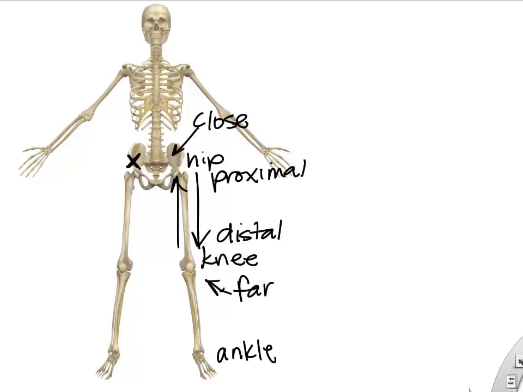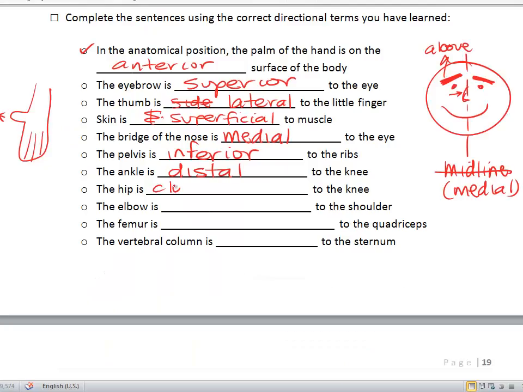Just remember, it's closer to the body, whereas the knee is farther. Or think of yourself hiking down and walking down your limb. As you move farther away, you're moving distally. So the hip is proximal to the knee.